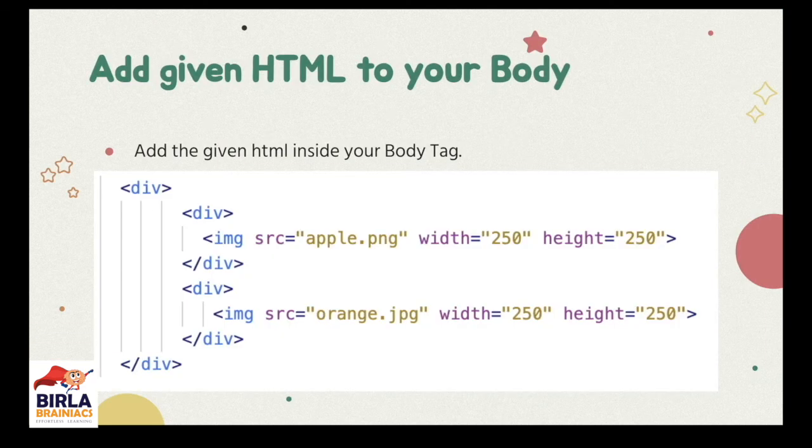So let us understand with an example. Let's add this given HTML to your body. You can see here that I have a div tag as my main div, then I have two nested divs inside which has two images. The first div has an image of an apple, the second div has an image of an orange, and the width and height is 250 pixels. So let's go ahead and add this HTML to our project.